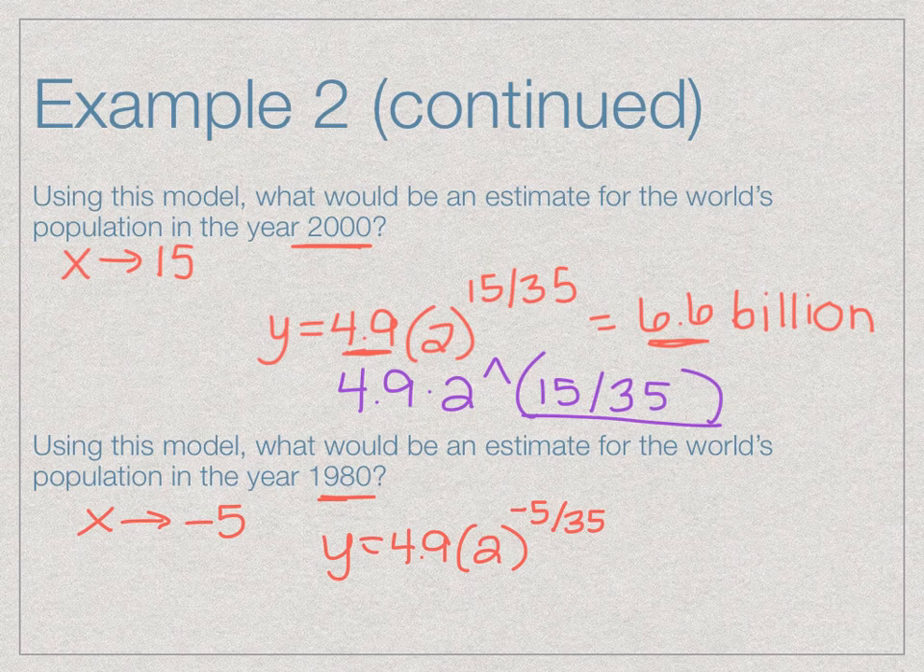And think for a minute, what would you expect this answer to come out to be in comparison to the 4.9? If the population is growing, but we're going back in time, we would expect it to come out to be smaller. So I would say 4.9 times 2 to the power of -5 over 35, and I come out with 4.4. Which again, we did expect it to be smaller, and it was a little bit smaller, but again, we're only talking 5 years, so probably not a huge difference.